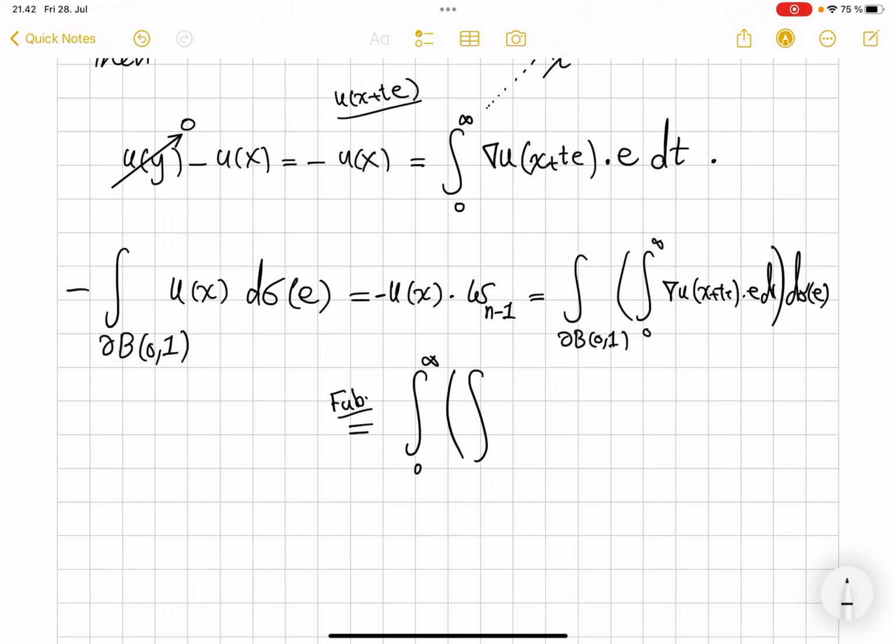So when you do this integral with dt, you get something in terms of just E, and that's why you do the d sigma E integral. Now this time around, you want to do integration first over the ball of this function, gradient u of x plus te dot E, then d sigma E. Once you do this integration, you get some quantity in terms of t. At this point, t is fixed, and only then you do dt. So that's Fubini, just to switch the order of the integration.